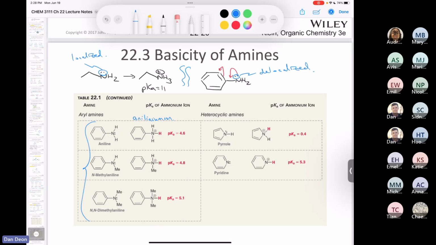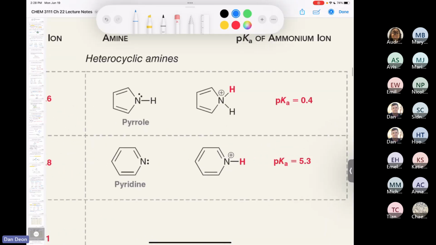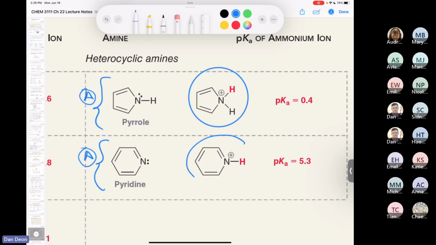Now, if you look at a really cool example here, pyrrole is an aromatic compound and pyridine is an aromatic compound. But when you protonate them, their conjugate acids have a vast difference in pKa. Now, why would the conjugate acid of pyrrole be so much more acidic than the pyridinium ion, than when we protonate pyridine? Could anybody answer that?